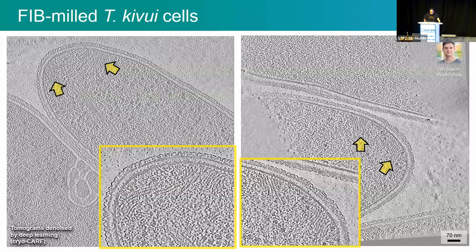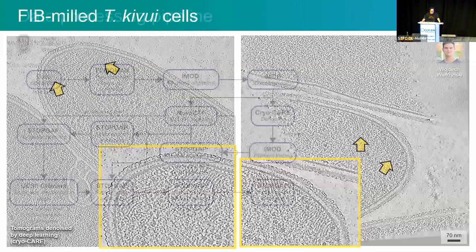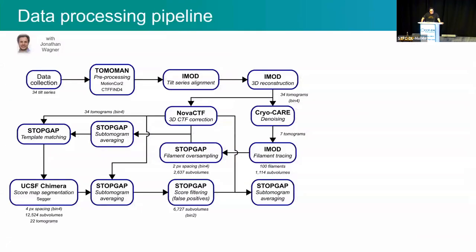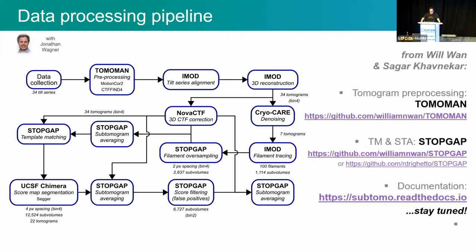And so I set out to do subtomogram averaging of these filaments. And this is how the pipeline for processing this data looks like. I will not go into details here, but this was my very first subtomogram averaging project in Ben's lab. And my colleague Jonathan Wagner from the Max Planck Institute in Martinsried was teaching me how to do this. And most importantly, the key tools here were the packages TomoMan and STOPGAP, developed by Will Wan and Sagar.